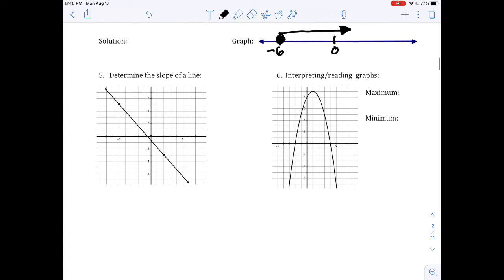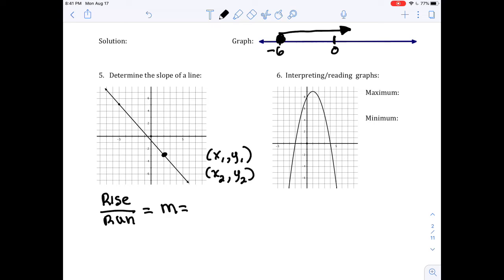All right. I already talked a little bit about the slope of a line. So the slope of a line is the rise over the run, and it can be calculated using two ordered pairs on the line. So if we have x1, y1, and x2, y2, so there's 2 points on the line, our slope is calculated as y2 minus y1 over x2 minus x1. So we can actually get a calculation.